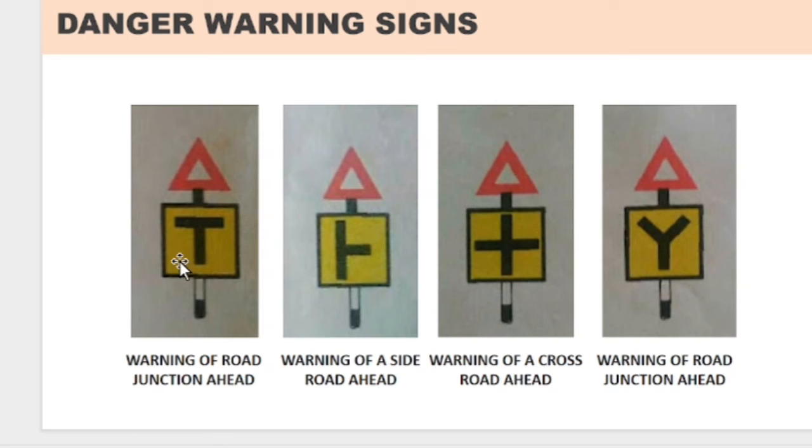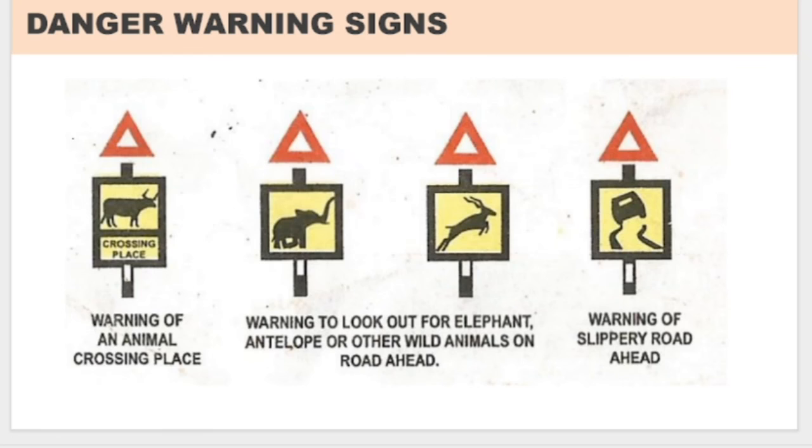So one thing that you need to take note of is this sign here, which is a T inverted, which means that this sign is a warning of a side road and this one is a warning of a crossroad. All the other signs are just warning of a road junction. Okay, so that's just to put it in a simple way. Moving on to the next sign.